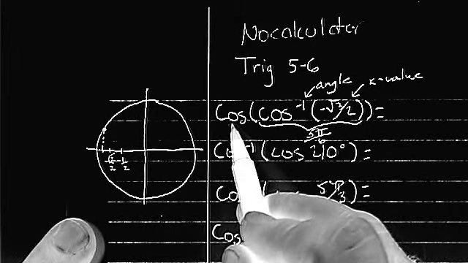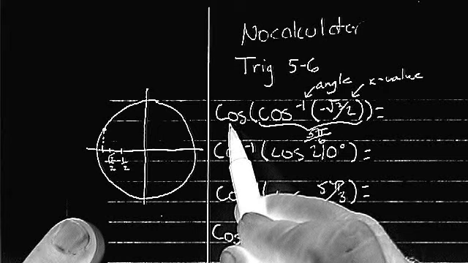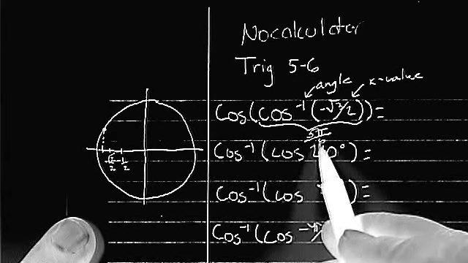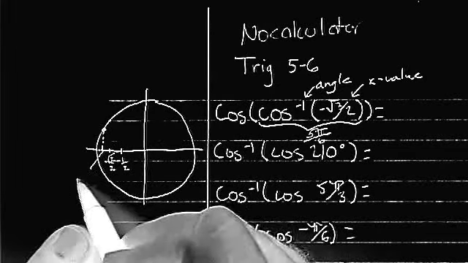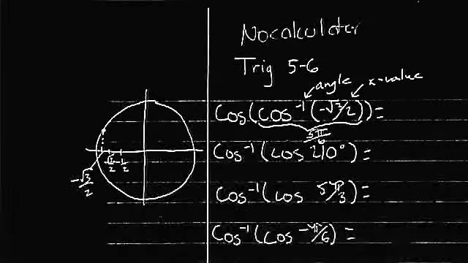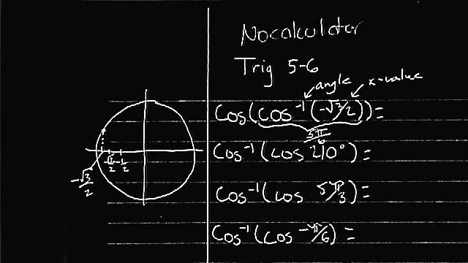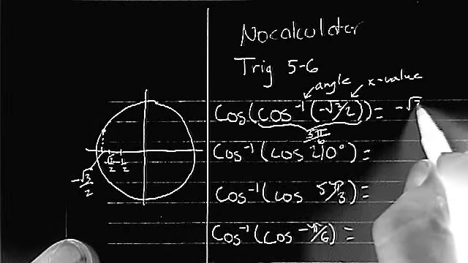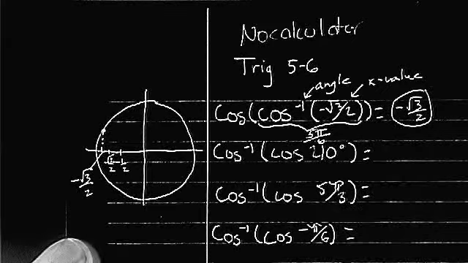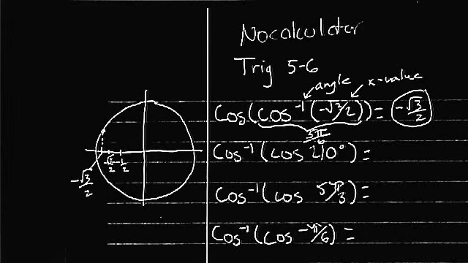Now this question is asking for the cosine, that would be the x value, at 5 pi over 6. Well, the x value at 5 pi over 6 is, just as we had figured out, negative radical 3 over 2. Okay? That's the first question I wanted to do.